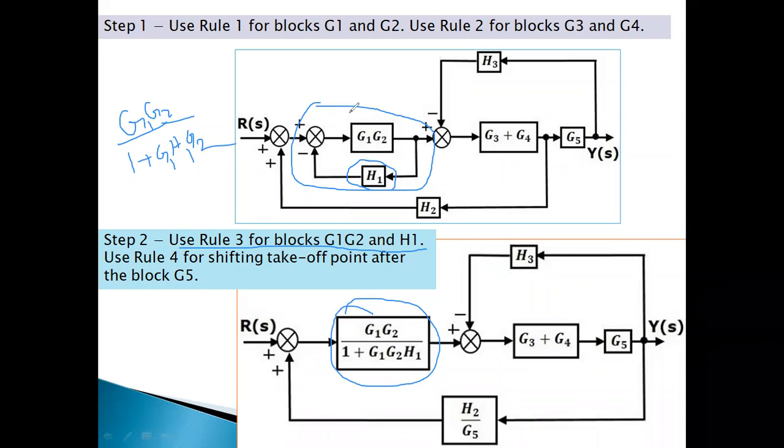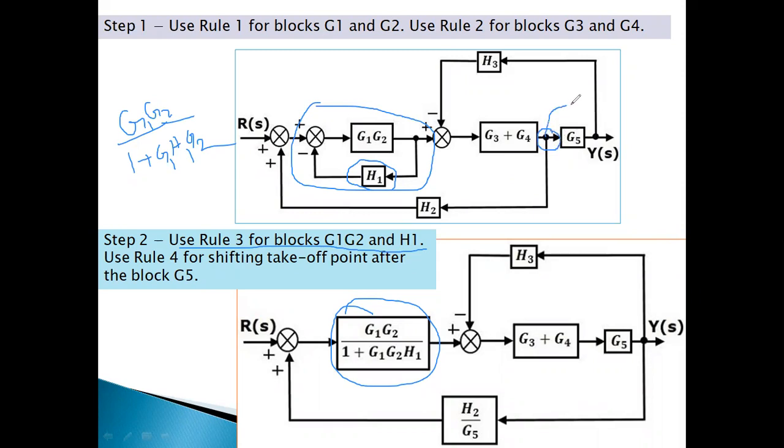So just eliminating feedback. The forward path gain is G1, G2, the feedback gain is H1. So I eliminate this and replace the entire thing with G1, G2 by 1 plus G1, G2 into H1. Okay, so that is eliminating feedback H1. Next, here this is a takeoff point.